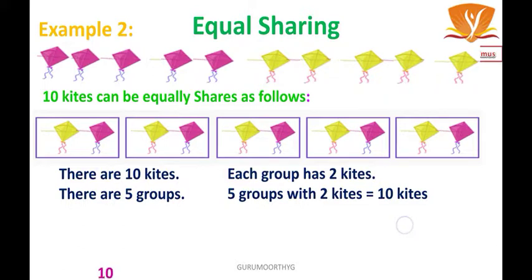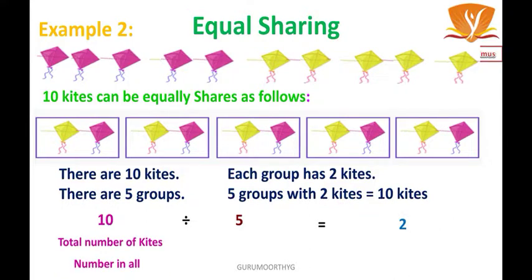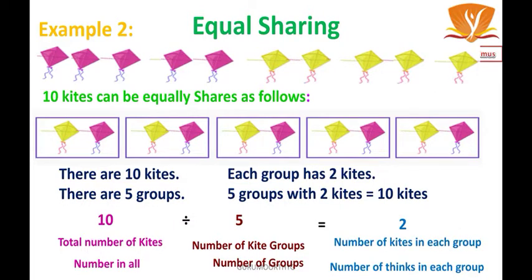This is a division equation. 10 divided by 5 equal to 2. Here 10 is the total number of kites, that is the number in all. Next, division symbol. Next, 5, the number of groups. 2, the number of kites in each group, that means the number in each group. Equal sharing means to find out the number in each group.